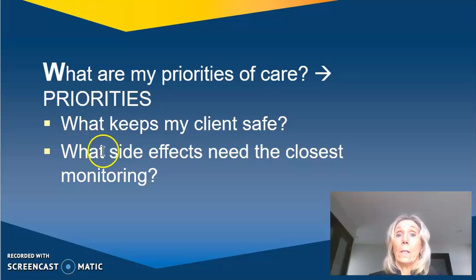So for this client, you're going to be thinking about things like, okay, is this helping him to breathe better? And is he suffering from any type of side effects that could be life-threatening, which could be, if you know anything about furosemide, potassium imbalances? So I need to make certain that that is a priority. So that's really important to be thinking about.